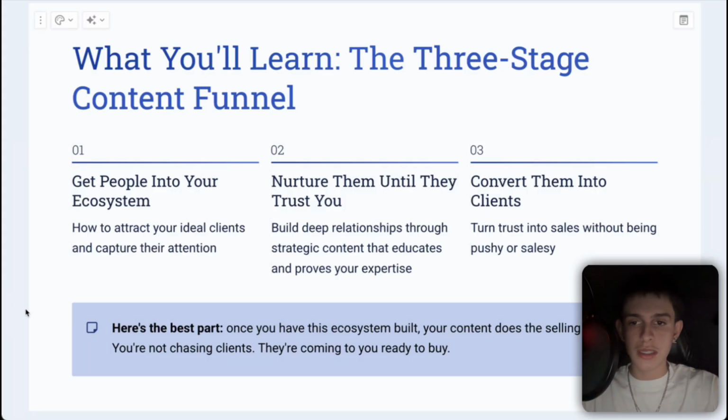Now, what you're going to be learning specifically is this 3-stage content funnel or content ecosystem. At the top of the funnel, it's going to be getting people into your ecosystem, attracting your ideal clients and capturing their attention. And then the middle of the funnel is going to be nurturing them until they trust you and know that you're the person that they want to hand their credit card to. And at the bottom of the funnel, once they already realize that they want to give you their credit card, you're then converting them into a client. And the best part about this is once you have this ecosystem built, your content does the selling for you. You're no longer chasing clients or any of that. They're coming ready to buy.